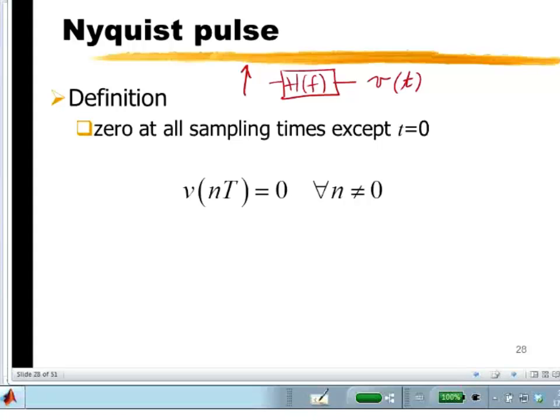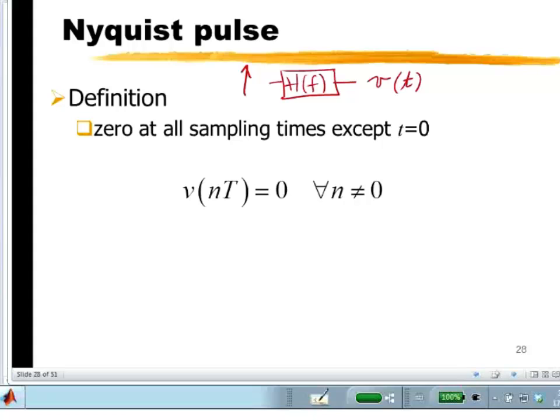Now we want to get into what would be a good choice of pulse shape. If in theory I can use any pulse shape I want, in practice I'm going to use a shape that is convenient for me or has some good properties for me. And one of the definitions of what would be a good property in a sampling receiver is that the pulse should be 0 at all sampling times except 0.